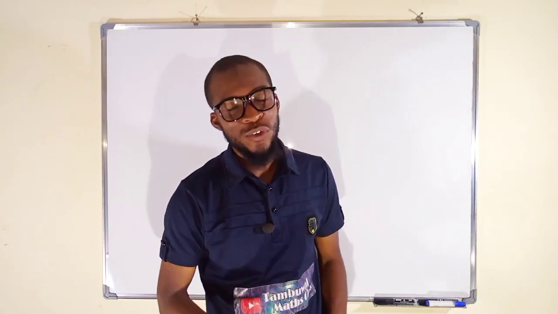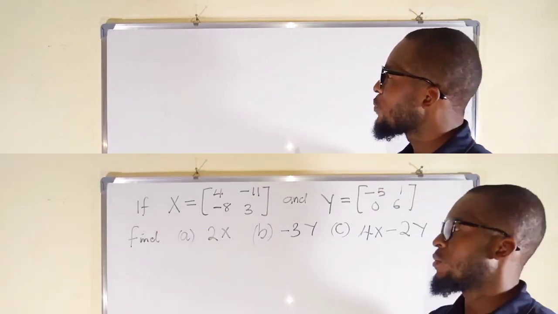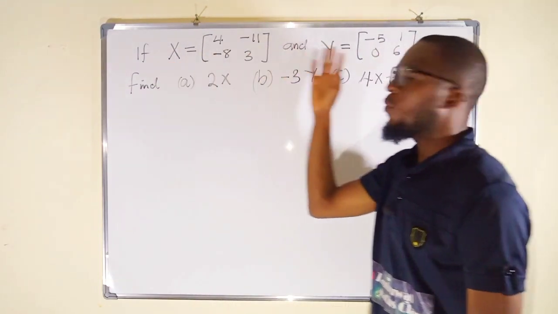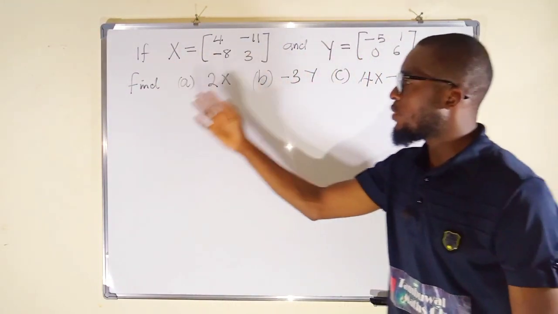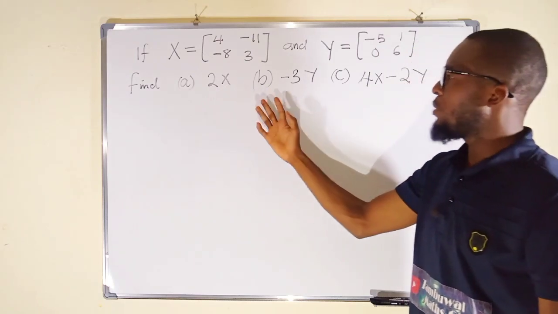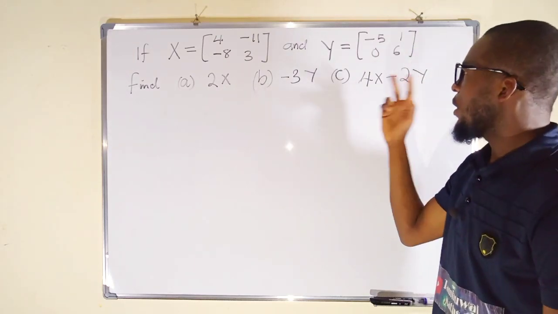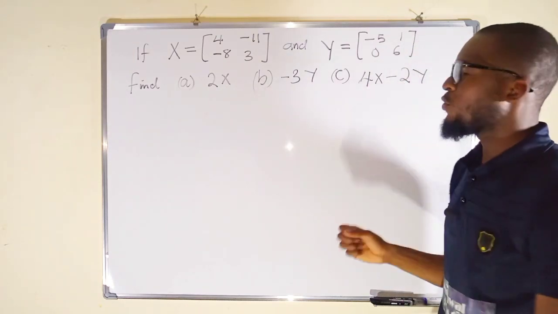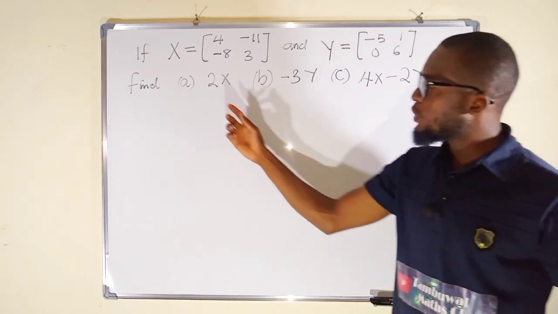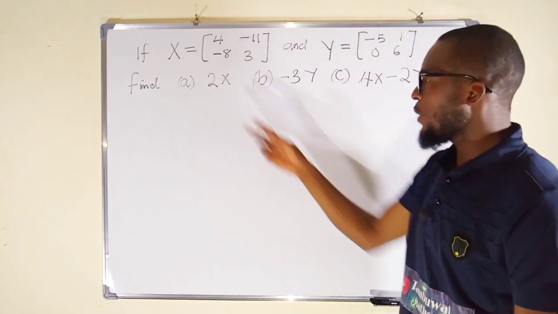So now let us look on to the first question. If x and y are matrices, we are asked to simplify A, 2x, B, negative 3y, and C, 4x minus 2y. So now let us begin with the first one, which is 2x.